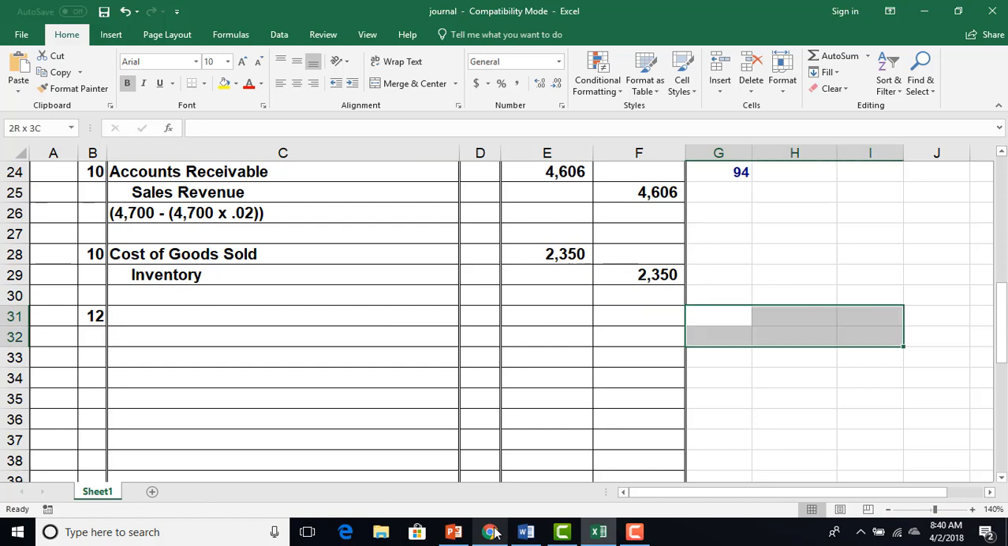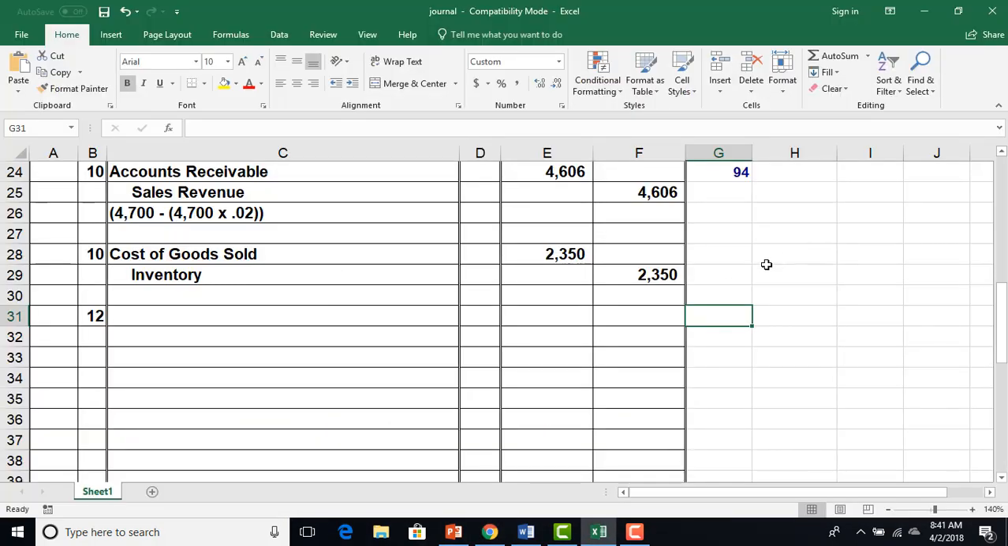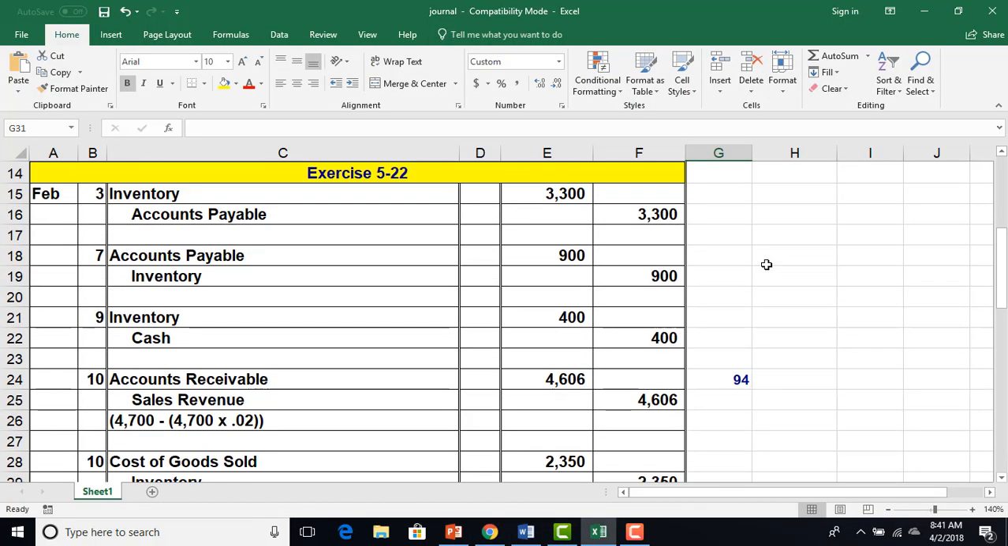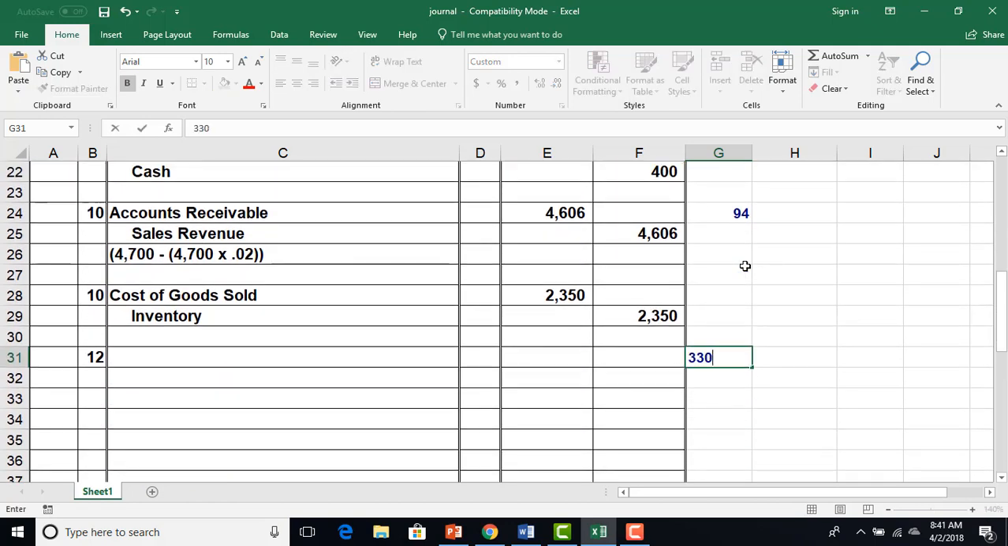All right, similar to the way we did it last time. Let me get rid of the decimals over here. There we go. Looking at these numbers, I know that my accounts payable initially was $3,300, so that's the first number I'm going to see over here.